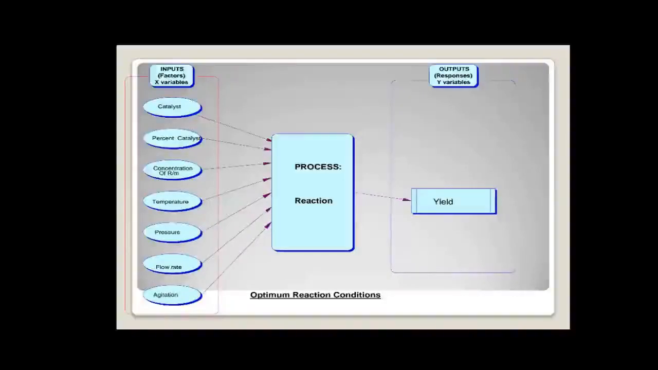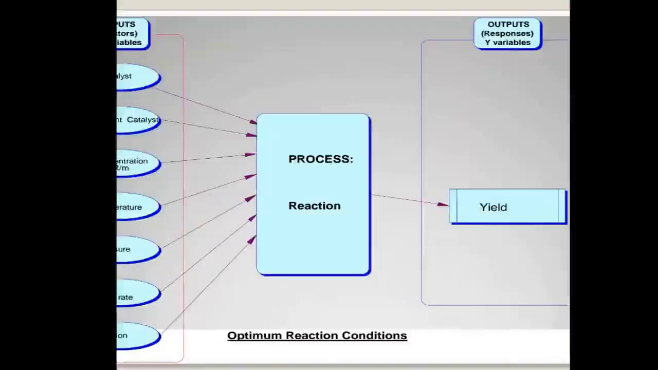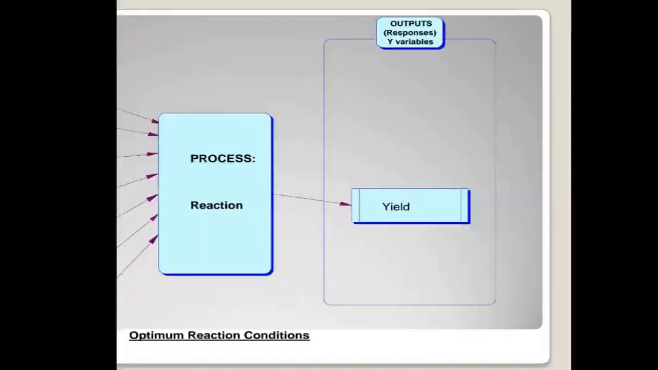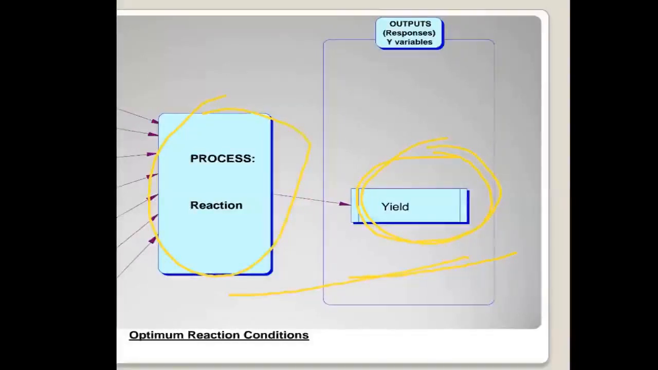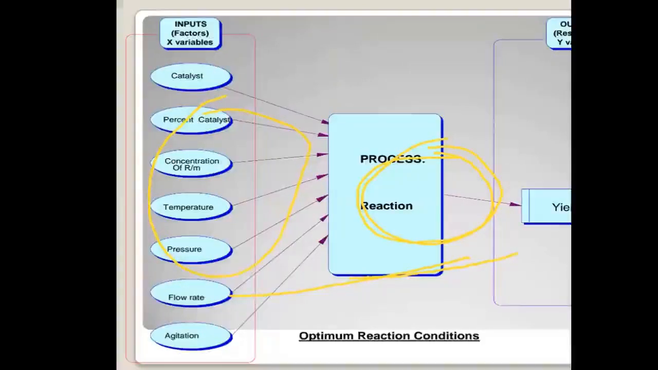Now here I have taken a simple example. Suppose I want my yield. This yield is my output, I will define yield as an output. Now after defining the yield, I will have a certain process. I'm going in reverse direction, and then I will have the different input parameters. So input parameters could be catalyst, temperature, pressure, flow rate. There could be n number of input parameters.